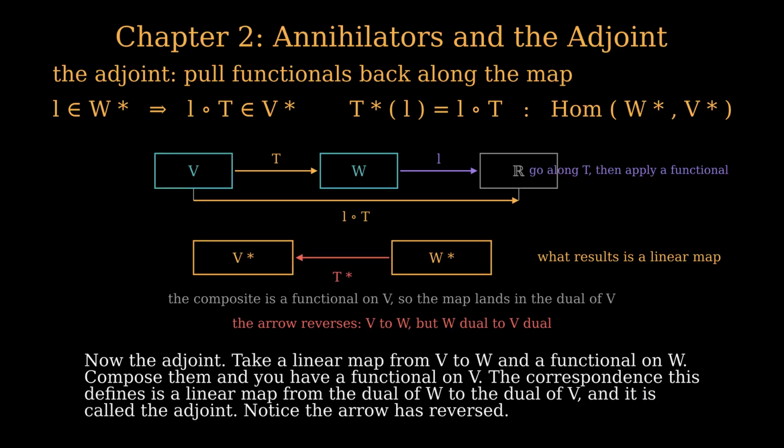Now the adjoint. Take a linear map from V to W and a functional on W. Compose them, and you have a functional on V. The correspondence this defines is a linear map from the dual of W to the dual of V, and it is called the adjoint. Notice the arrow has reversed.